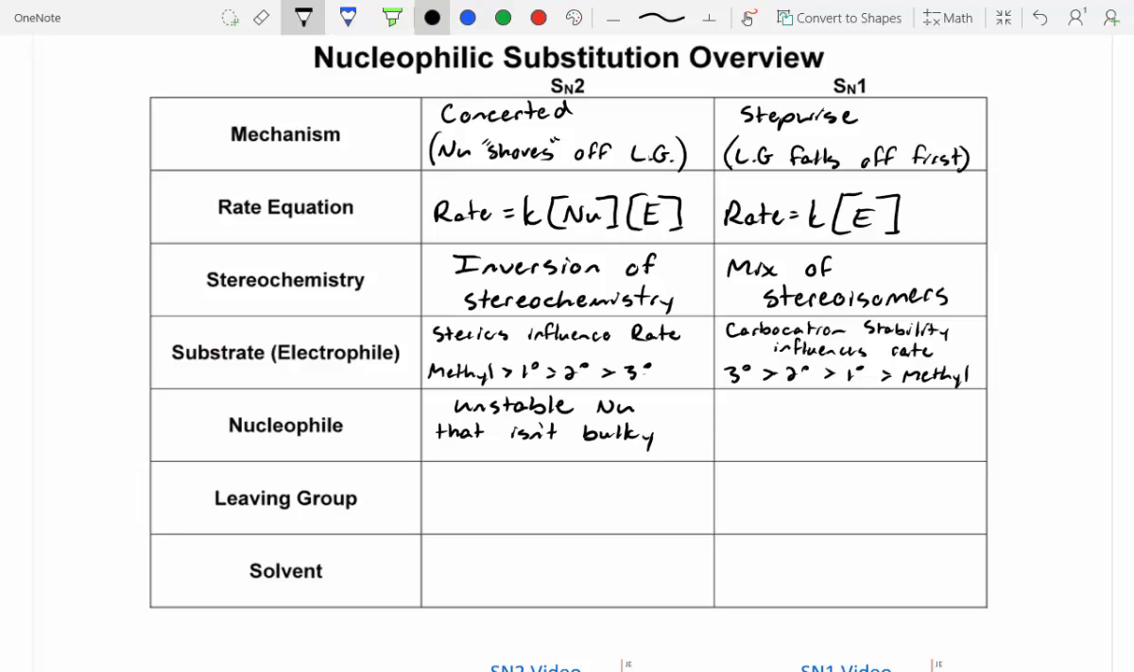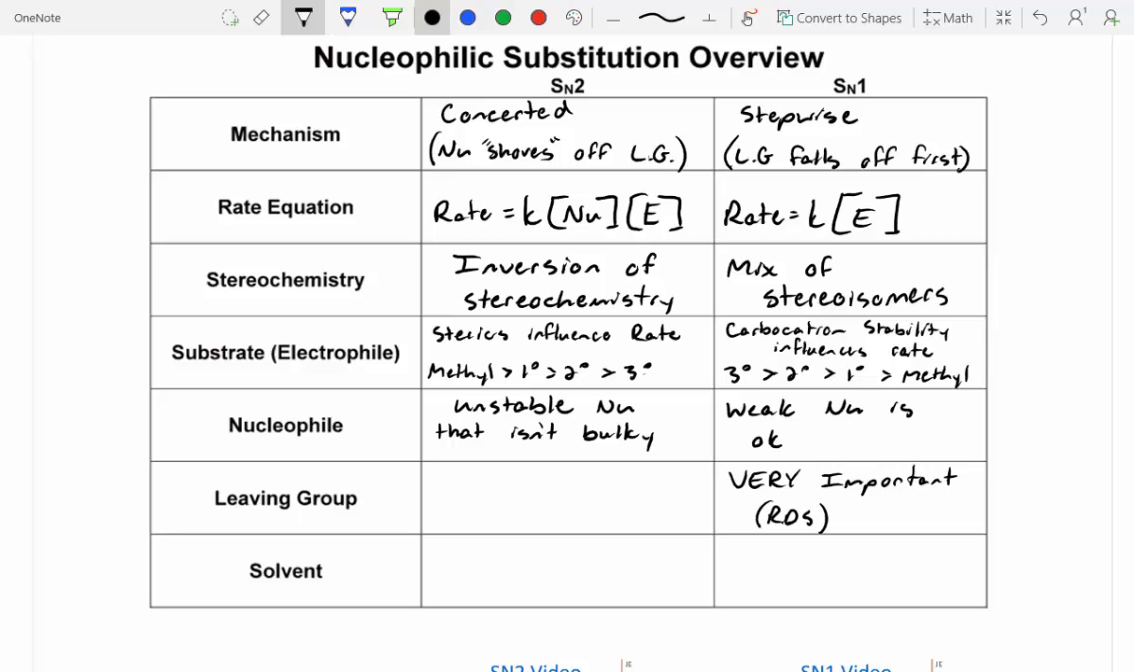For SN1, does it matter? Not really. It doesn't impact the rate. All we really need for an SN1 to occur is a lone pair. That's it. So weak nucleophile is okay. It's not involved in the rate determining step. Doesn't really matter. All right, leaving group ability. Which one is it more important for, SN1 or SN2? SN1. So it's very important for SN1, because it's involved in that RDS, that rate determining step.